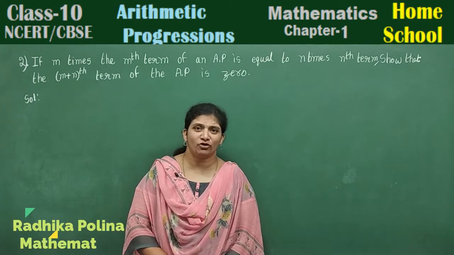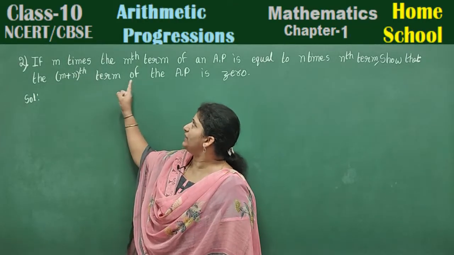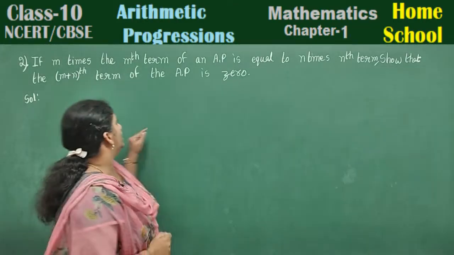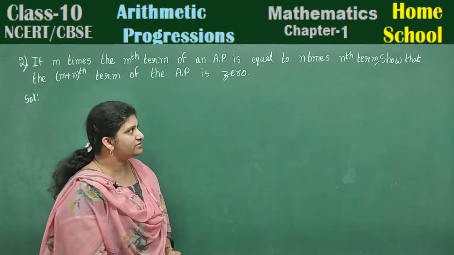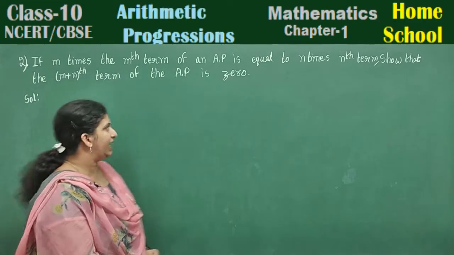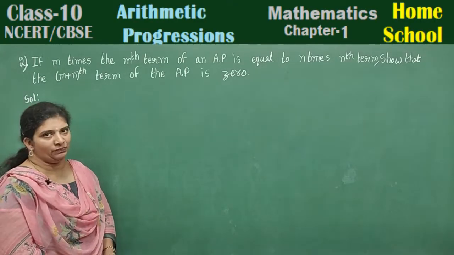This is your next important question in your arithmetic progression. If m times the mth term of an AP is equal to n times the nth term, show that the (m+n)th term of the AP is 0.